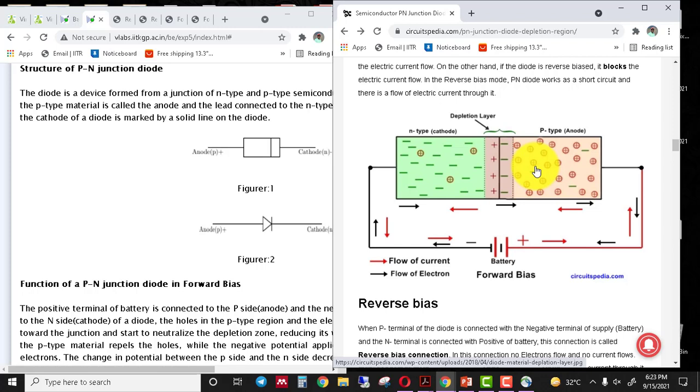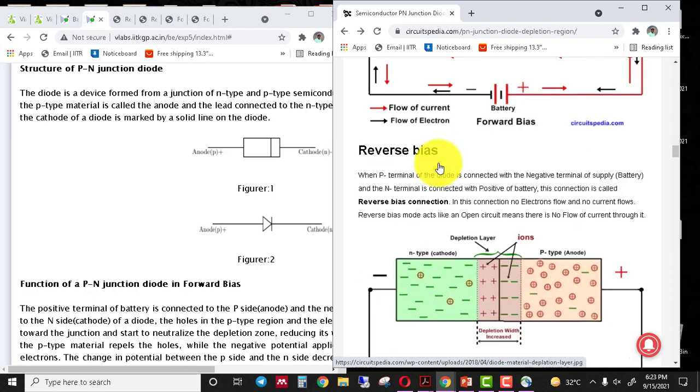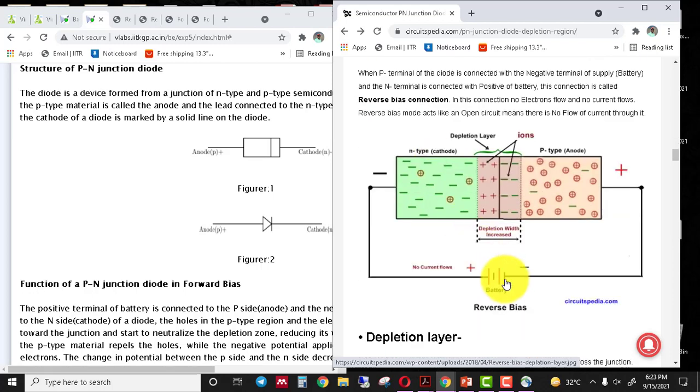First one is the forward bias condition and second one is the reverse bias condition. Basically, we have to connect the battery in two ways. In the forward bias condition, the anode is connected to the positive terminal of the battery and the cathode is connected to the negative terminal. In the reverse bias condition, we reverse the battery terminals, so the anode is connected to the negative terminal of the battery and the cathode is connected to the positive terminal.